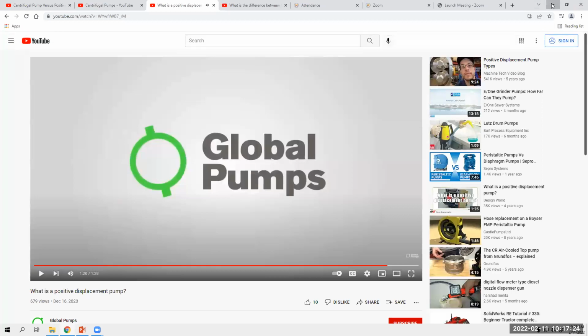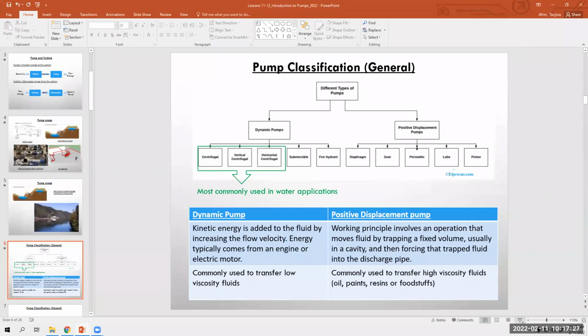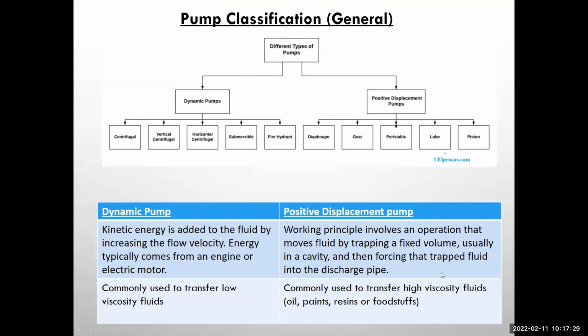Okay, so from the name, that positive displacement pump is just using a shaft, they make a vacuum there and liquid actually replaces that vacuum. And that's why it's called a positive displacement pump. Usually these pumps are used for high viscosity fluid like paint or any foodstuff. But for our purpose, for low viscosity things, for water or something like that, we usually use the dynamic pump, okay?